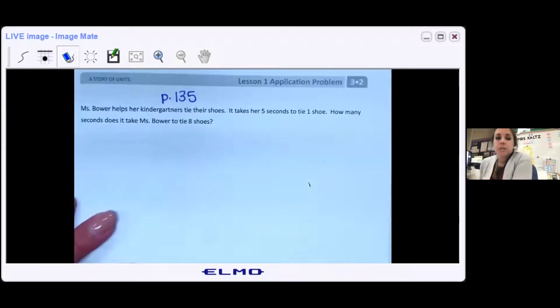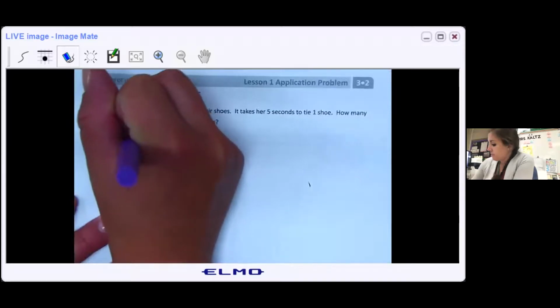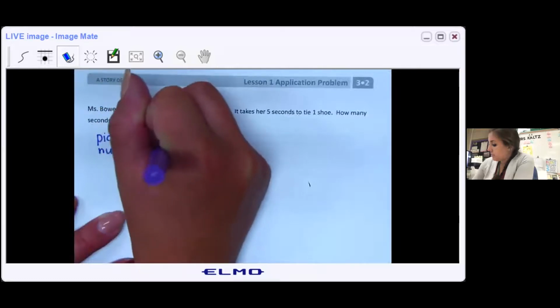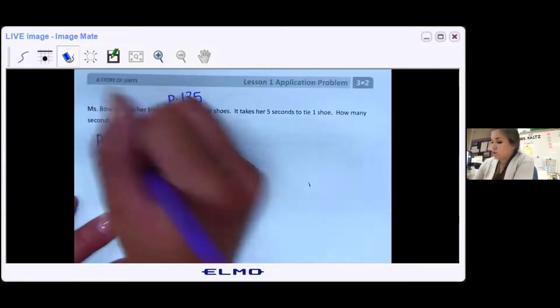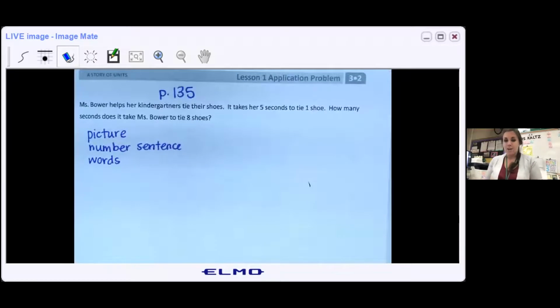Miss Bauer helps her kindergartners tie their shoes. It takes her 5 seconds to tie one shoe. How many seconds does it take for Miss Bauer to tie 8 shoes? So again, you're going to want to make sure you have a picture. You have a number sentence. And at the bottom, you should include words. Don't forget, I know this because we want to make sure we include that. All right, pause that video and try it on your own first.